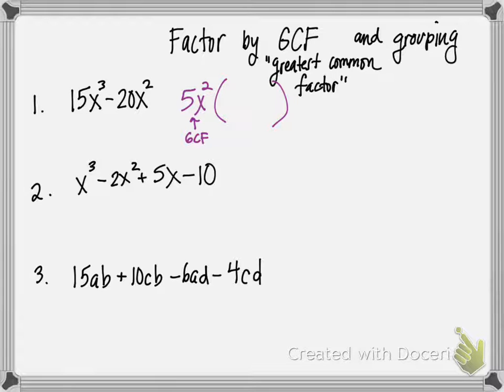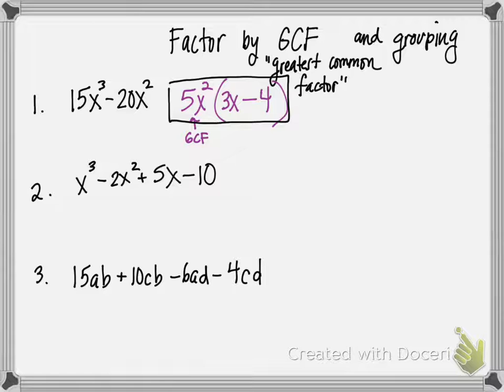What's left inside? Well, you're saying 5x squared times what gets me back to 15x to the third. So that would be 5x squared times 3x. Minus sign is in between the terms, so we're going to put a minus sign next. And then 5x squared times what gets me 20x squared. That would just be 4. So this is completely factored, and I know I picked the greatest common factor because there's no number that still divides the 3 and the 4 on the inside.